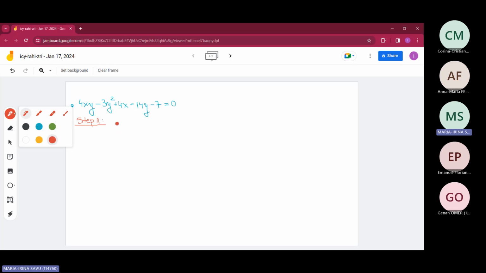Step one consists of writing the matrix associated with this quadratic form. So we have to write the matrix A, which is the matrix associated to the quadratic form. I'm going to write it in this way.